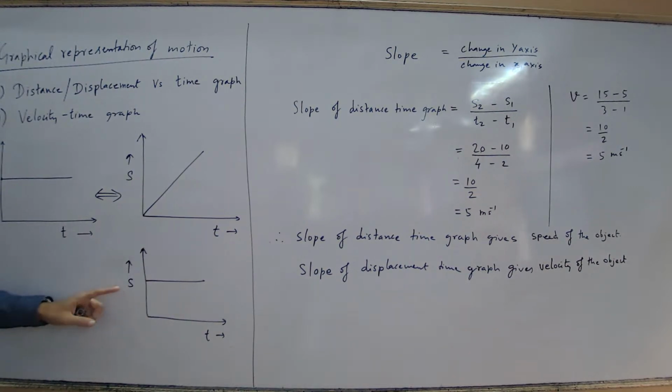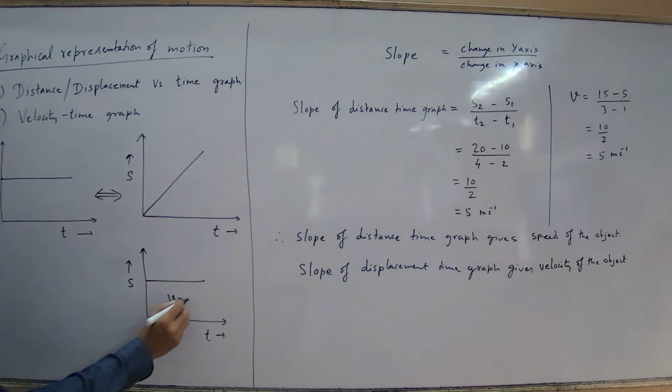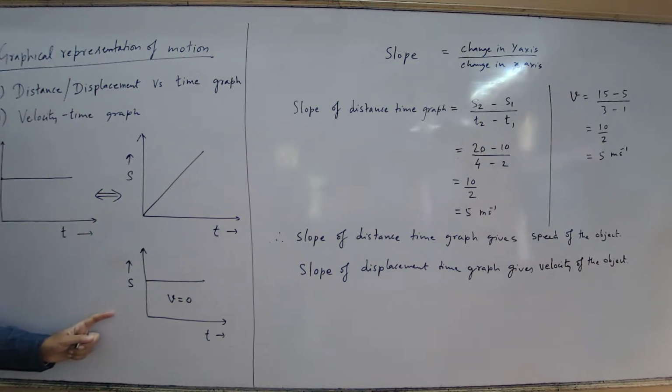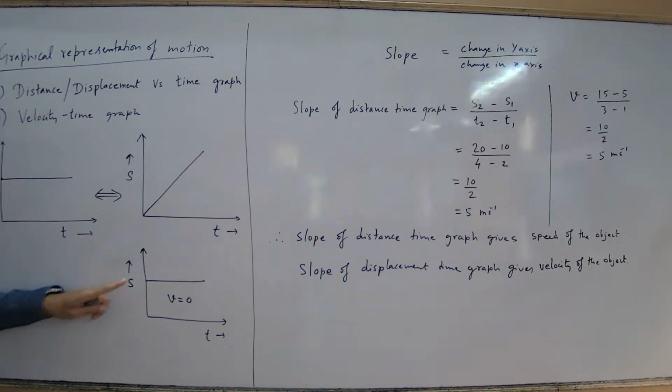What is the velocity in this case? Is velocity 0 here? No, it is having some value, but it is constant. Is the body moving here? It's moving. Body is not moving here, is it? This is distance, right? Is it changing with change in time?